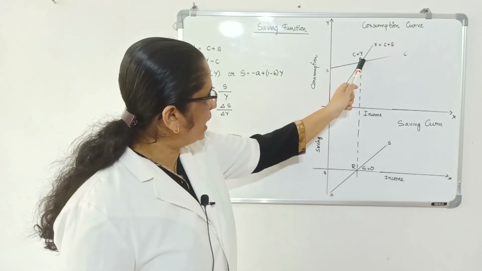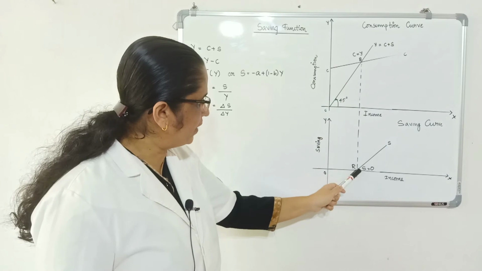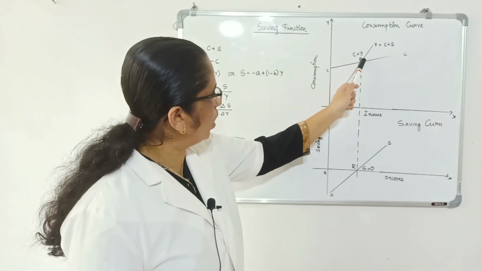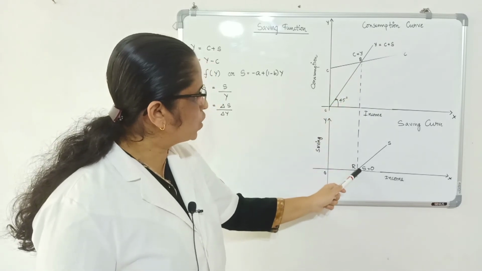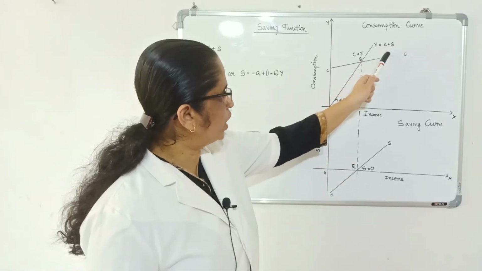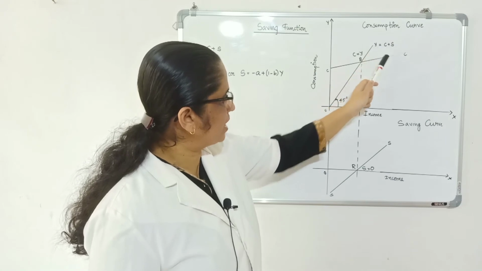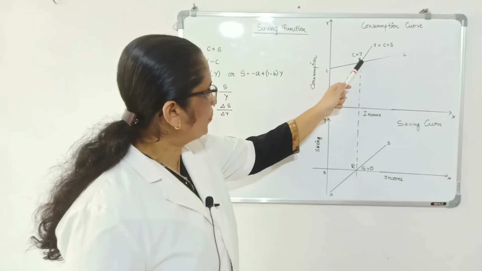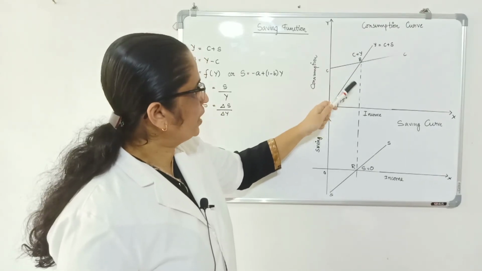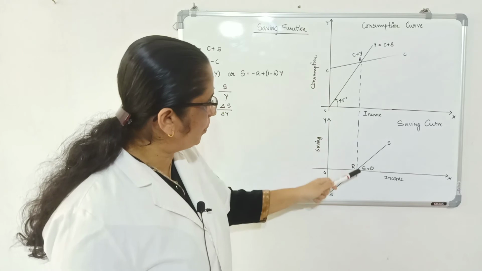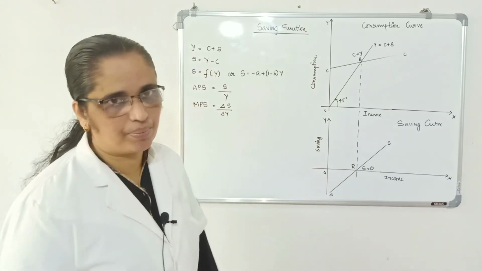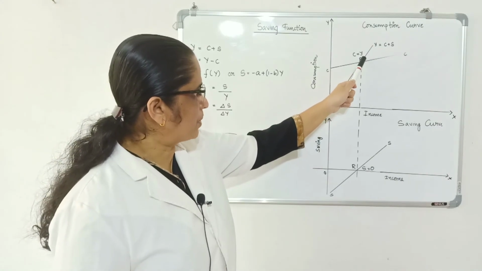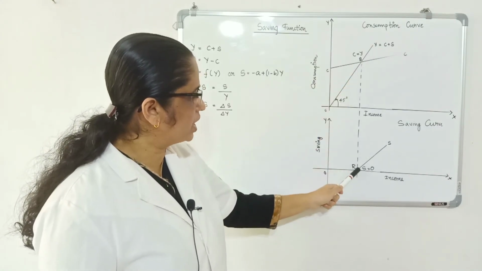Here at point B, when income is equal to consumption, saving will be 0. Clear? At this point, when income is equal to consumption, saving will be 0. For points to the right of B, income is greater than consumption, saving will be positive. For points to the left of B, consumption is greater than income, saving will be negative. Isn't it? So how can you mark? At point B, consumption is equal to income, saving is 0.